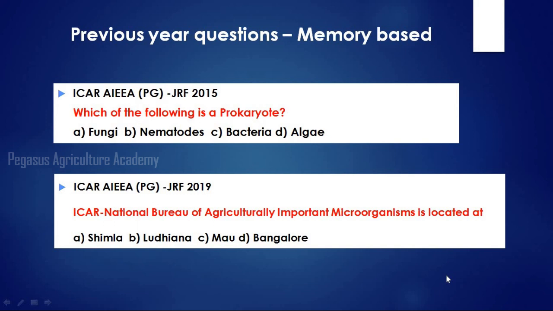One more general knowledge question related to microbiology, asked in the JRF exam 2019. Where is the ICAR Institute, the National Bureau of Agriculturally Important Microorganisms, located? Those who know the answer, give it in the comment section. Otherwise, I'll give the answer in the next video.